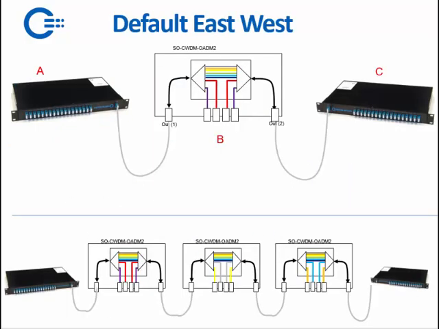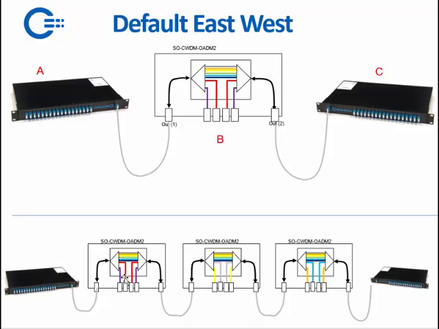We have two configurations for OADMs. The typical one is A, B, C, where in A and C you will have a data center, and in B you want to have a couple of colors out. And in this way A can communicate all the colors to C, C can communicate two colors to B, and A can communicate two colors to B. That's our default east-west OADM, and in an architectural it will look like this.